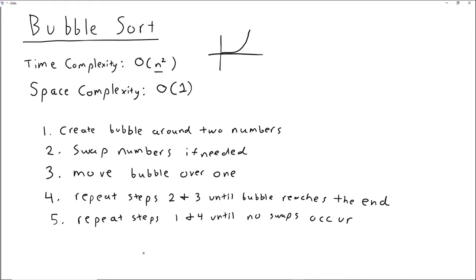And for the final step, you need to repeat steps 1 through 4 over and over again, going through the list several times, several passes, until on the final pass you no longer make any swaps. The array will then be sorted.